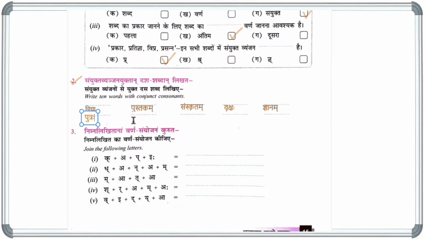And the next word is Udyanam, which is garden. And the next word is Shramaha. And the ninth word is Shikshakaha. And the last word is Vidyalayaha, which is a school. So these are the 10 words which have samyukta letters in them. So we made a list of 10 words here.